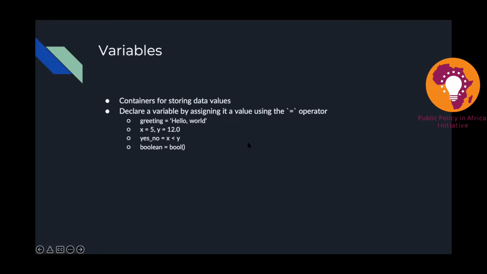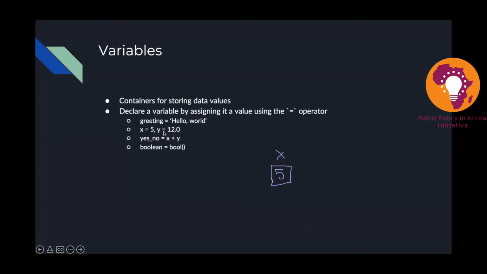So variables are containers for storing data values, right? For example, we have x. X is the name of our variable. We can think of it as a container, a box of sorts. And this box is named x. So that's the name of the variable. And when we say x equal to 5, we're naming this box x and giving it the value 5 inside that container.